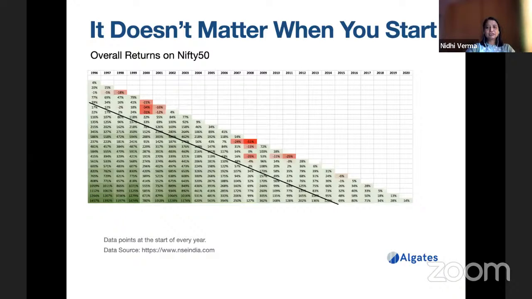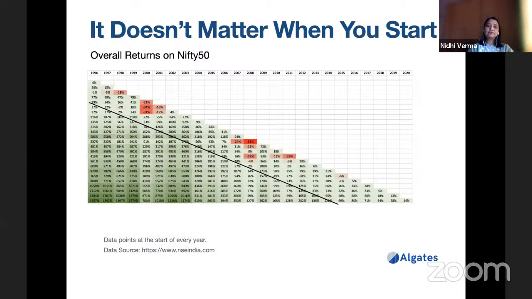I would say this gives us a lot of insight. So what I have done is I have taken the 1 year returns which Nifty has given over the last 25 years or so. So if we see from 1996 to the year 2020, what it is showing is the return which Nifty has given over a period of time.